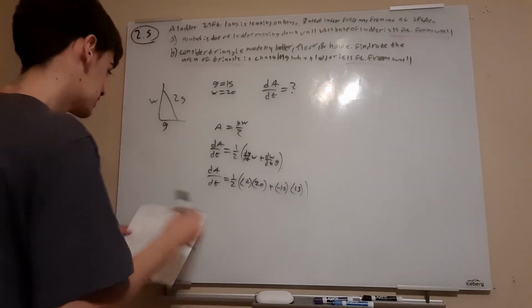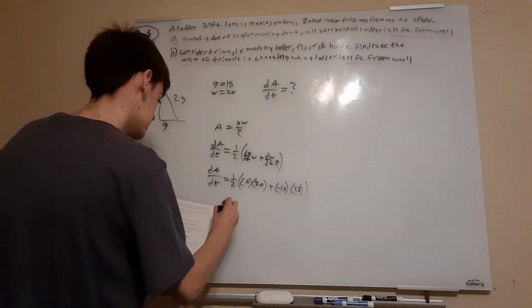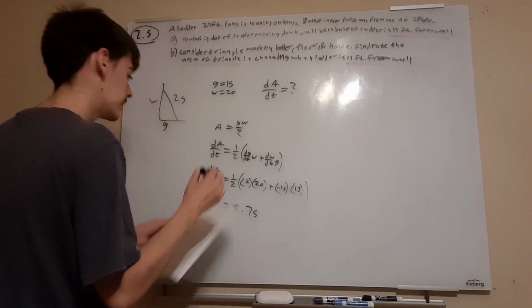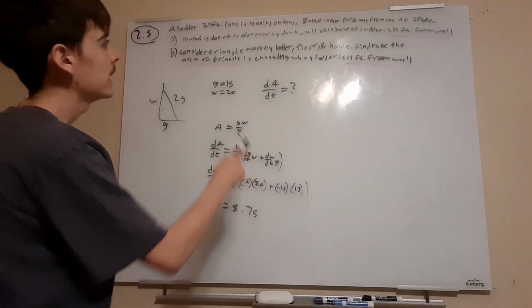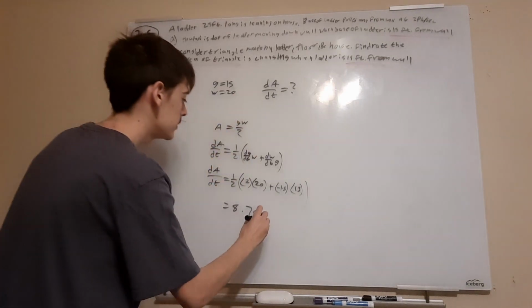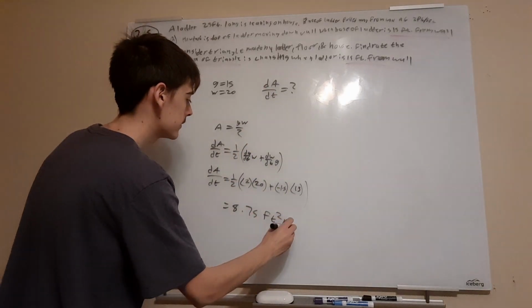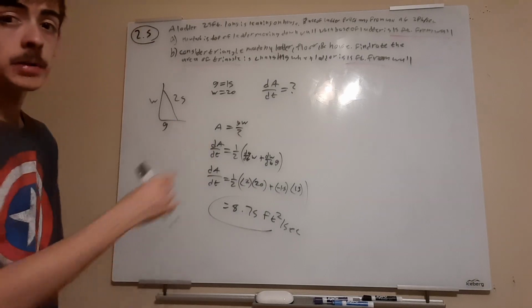And let me check the answer of that one for you guys. And that is going to be about 8.75. And now we gotta find our units. So this is a rate of change of area, and everything's in feet. So this is gonna be feet squared, and then it's in seconds. So 8.75 feet squared per second. And that is part B.